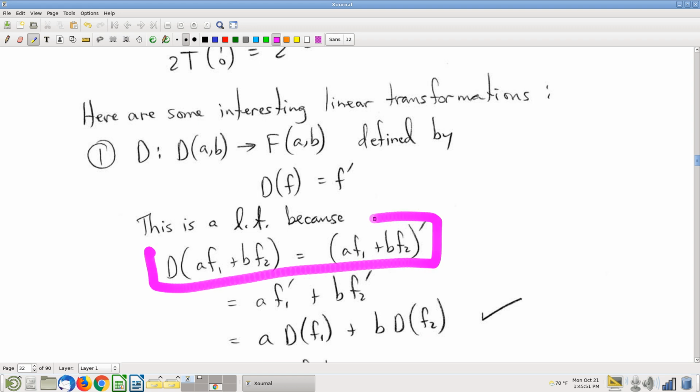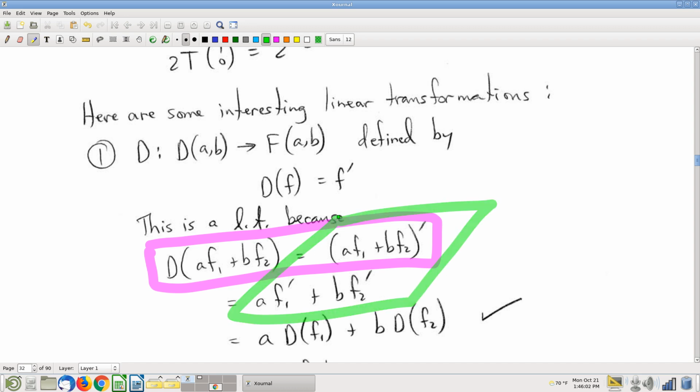This first step is just the definition of D. This second step is Calc 1. Flashback to Calc 1. If you have a derivative of a sum of two functions, you already know from Calc 1 that it is the sum of individual derivatives. And if you have a derivative of a scalar times something, you know that the scalar factors out. So two Calc 1 steps gets you to there.